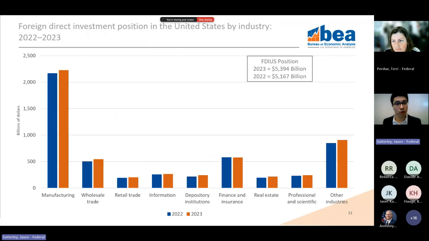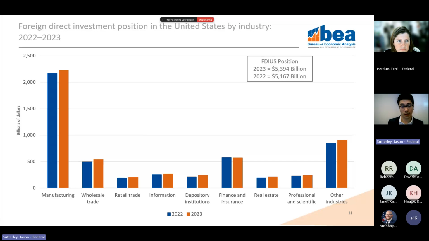So now that we shift from country to industry for direct investment, this chart shows which US industries receive the most foreign investment, which is based on the country of immediate basis or foreign parent. The blue bar represents the investments for 2022, and the orange bar represents the investments for 2023. So 41.2% of the inward position, or $2.2 trillion, is invested in the manufacturing sector.